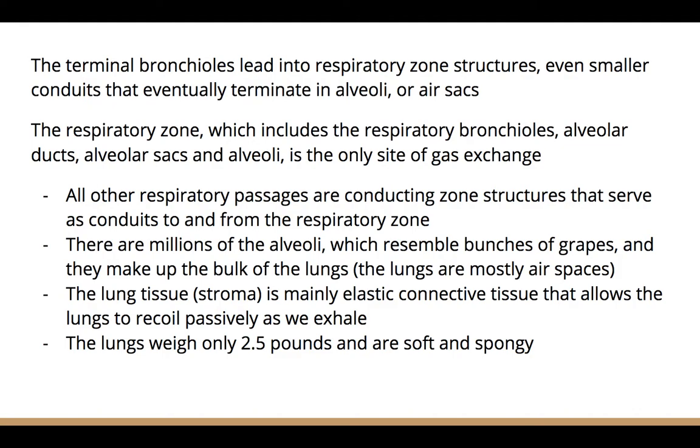There are actually millions of the alveoli, which look like a little bunch of grapes, that make up the bulk of the lung. So the lung is mostly air spaces because alveoli are these little air sacs, and if there's millions of them and they make up the lungs, then the lungs are mostly air spaces. So the lung tissue, or stroma, is mainly elastic connective tissue that allows the lungs to recoil passively as we exhale. The lungs only weigh about 2.5 pounds and are soft and spongy, in a healthy lung at least.